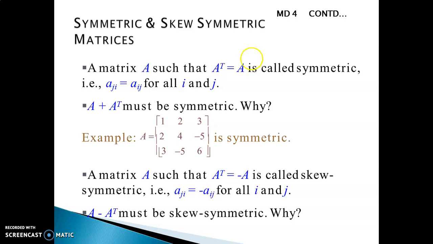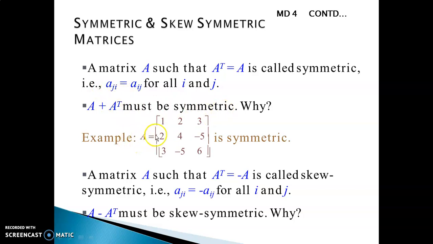When we interchange the rows into columns or columns into rows, and it does not affect the value of the matrix, then that matrix is called symmetric. And it will happen only when Aji is equal to Aij for all i and j. A plus A transpose must be symmetric. If we add the matrix with its transpose, then it must be symmetric.